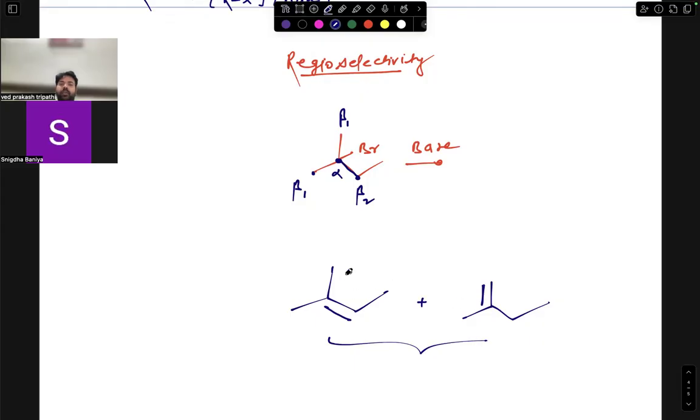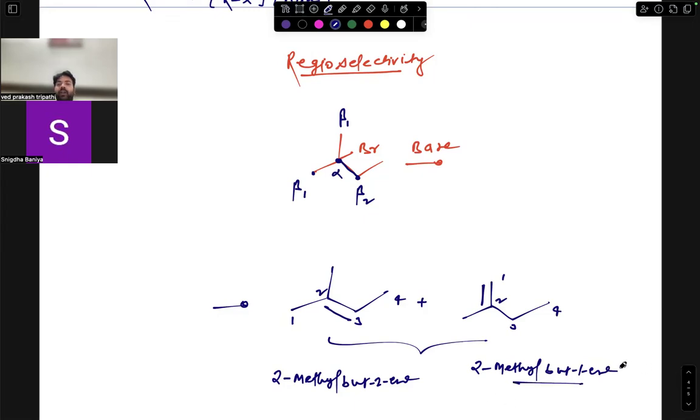Clear? If you are going to name this compound, then what would be the name? 1, 2, 3, 4. So that would be considered as 2-methyl butene. And this one is what? 1, 2, 3, 4. This is 2-methyl butene. So they are not stereoisomer, they are structural isomer.